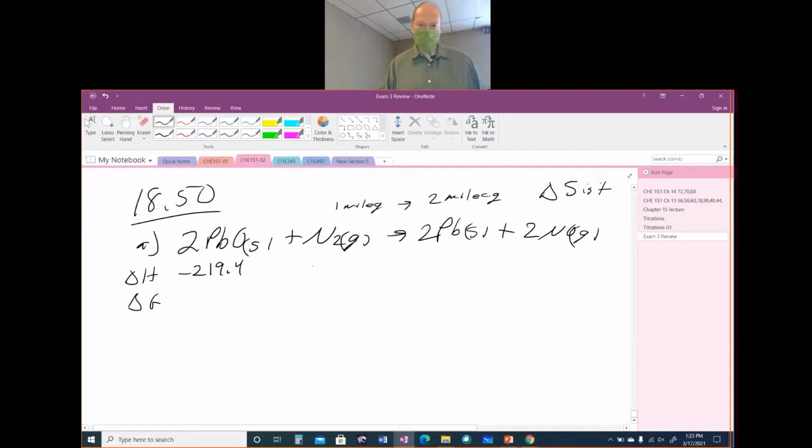Nitrogen, element in its natural state, 0 for both of those. Lead, element in its natural state, 0 for both of those. NO, 90.29 and 86.6. And this one for lead oxide, negative 189.3.